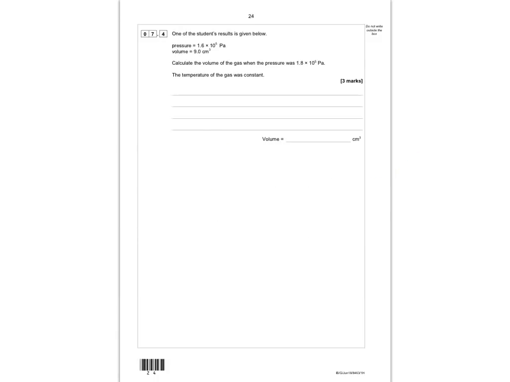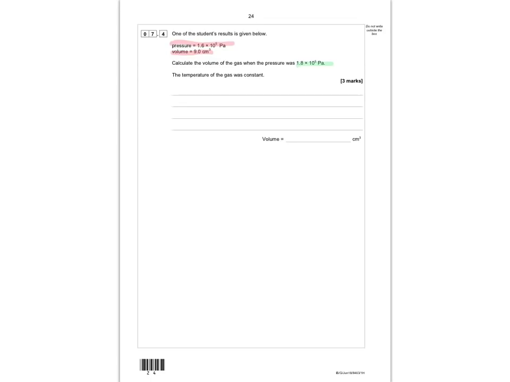In question 7.4, it tells you that one of the student's results is given below, and it tells you that pressure is 1.6 times 10 to the 5 pascals. It has a volume of 9 centimeters cubed. You are asked to calculate the volume of the gas when the pressure is 1.8 times 10 to the 5 pascals, the temperature of the gas being constant.